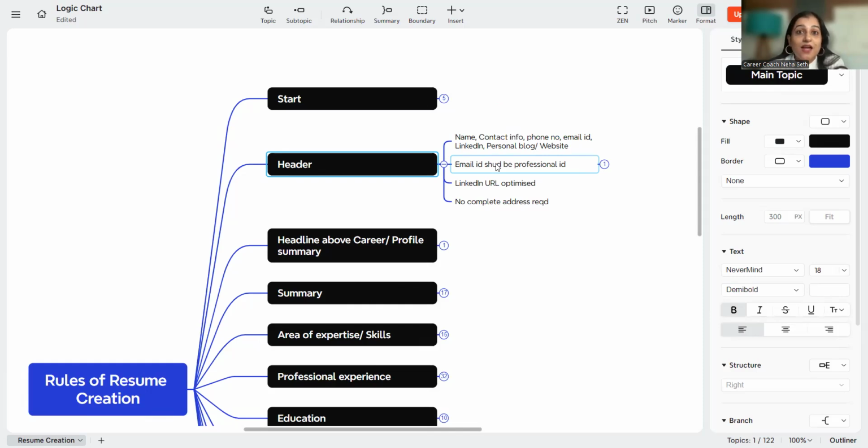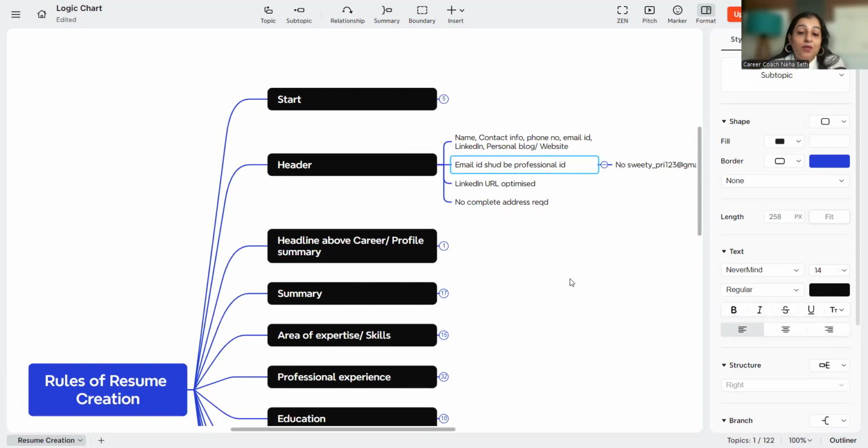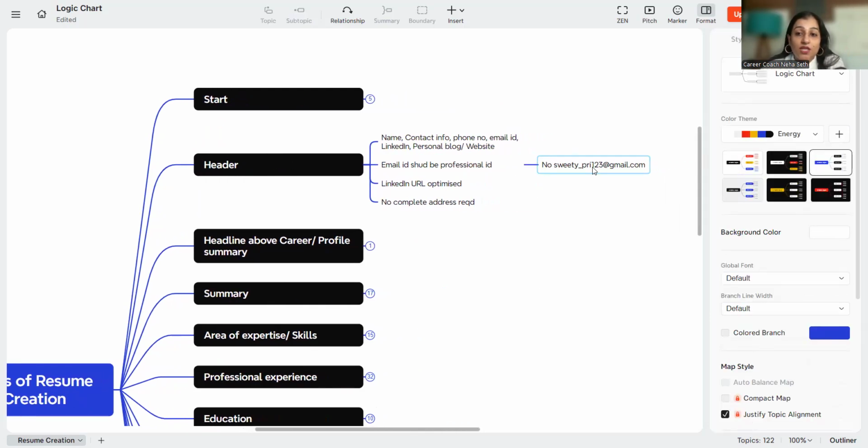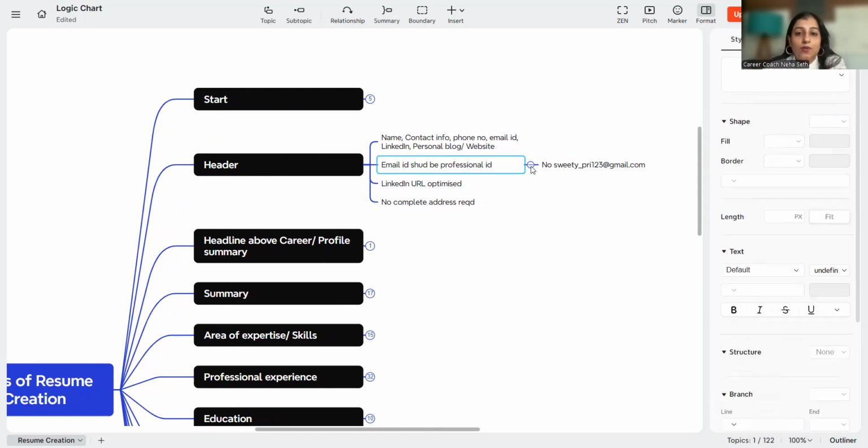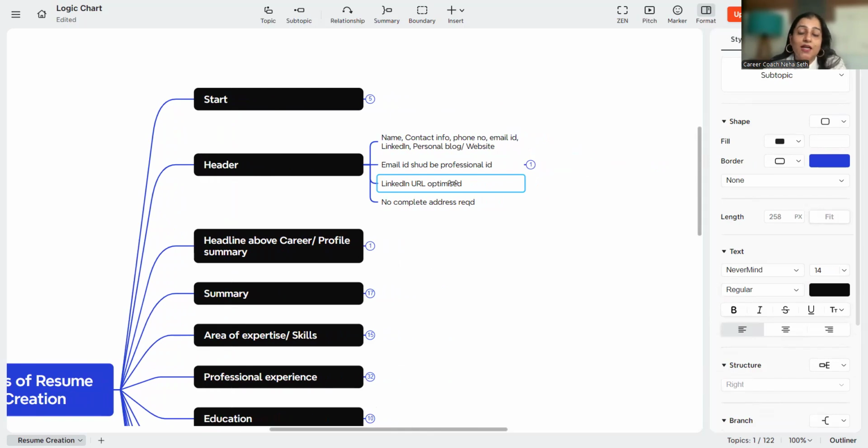Many a time I see that the email IDs are non-professional, so in your resume, write your professional email ID. I see email IDs like sweetpari123@gmail.com, or gorgeous or sweetie or something like that. Do not use those casual words in your email ID. Another thing is that the LinkedIn URL you mention in your resume should be optimized. I'll share the complete process on how to optimize your LinkedIn URL in my LinkedIn videos, so you can go and check out that video.